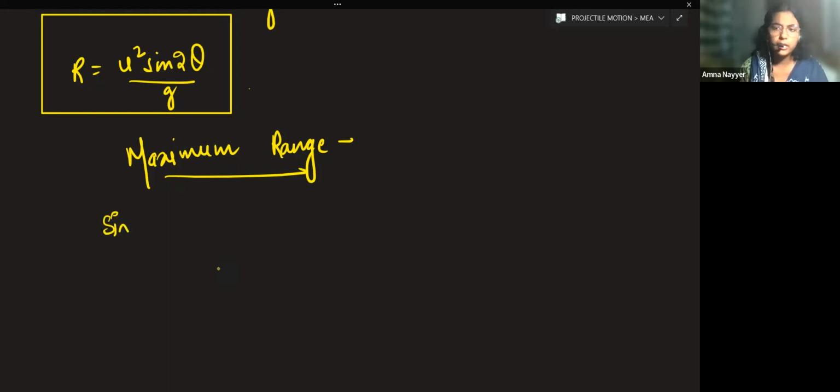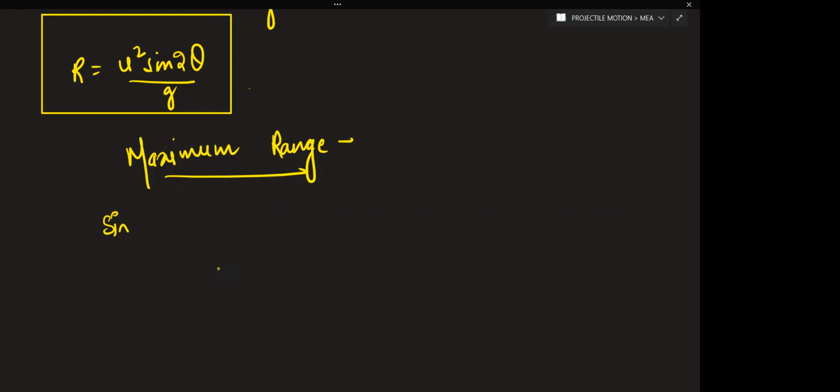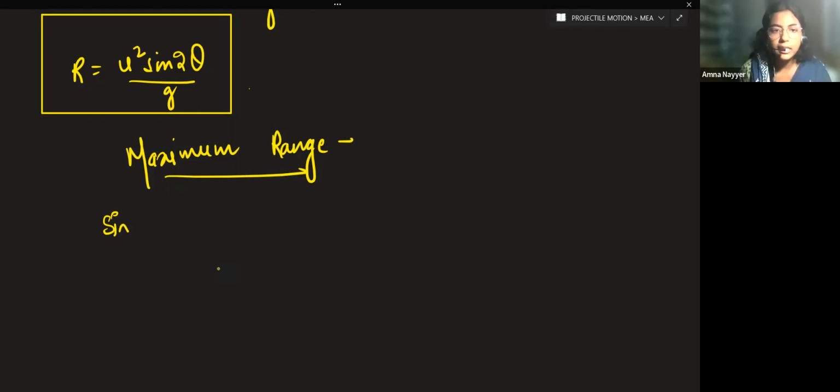Maha, can you try again? See, you are closer to the answer. If theta is 90 degrees, then sine 2 theta becomes sine 180 degree, and that becomes 0. So what should be theta? No, see, sine 2 theta. If you put 0, again you will get 0 only. You need sine 2 theta as 1. Then only you will get the value of R as u square by g, which is the maximum value.